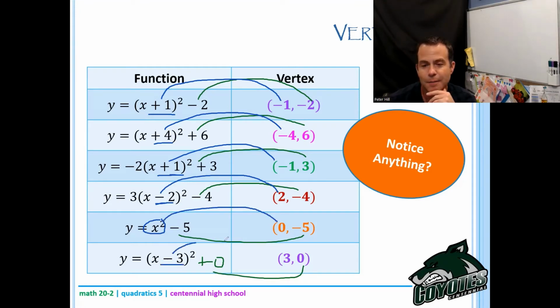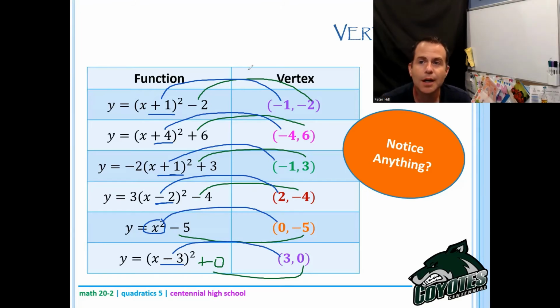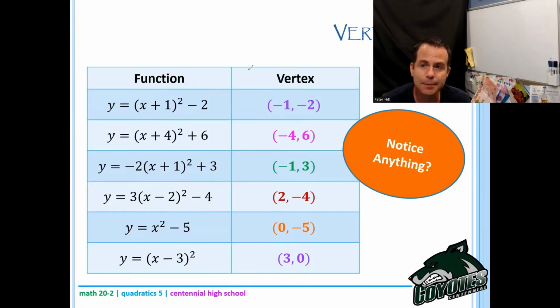-3, +3. Well, that's cool. So we might want to say that the x value of the vertex looks like it's the opposite number from whatever's being added or subtracted from the x in your equation. Now, personally, I don't really like the whole "it's the opposite number." It's actually not the opposite number. I want to explain that a little bit more clearly when I show you the actual equation.